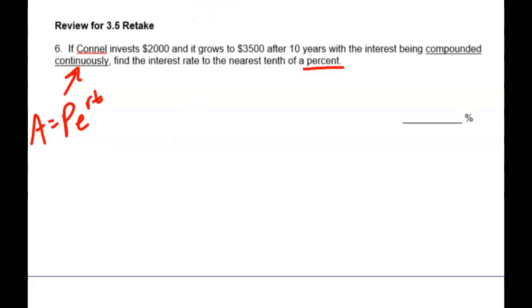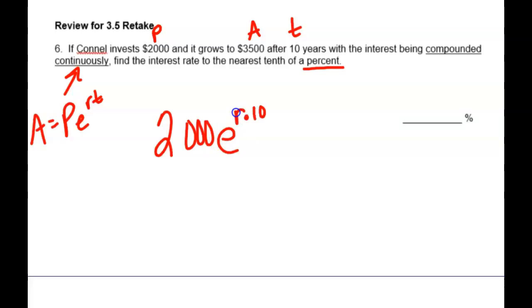Find the interest rate to the nearest 1/10 of a percent. So initially there was, this is the P, this is what we wanted to get to, this is time. So $2,000, time, well, I don't know why I put parentheses, we really don't need parentheses. e to the r times 10 years, grew to 3,500.